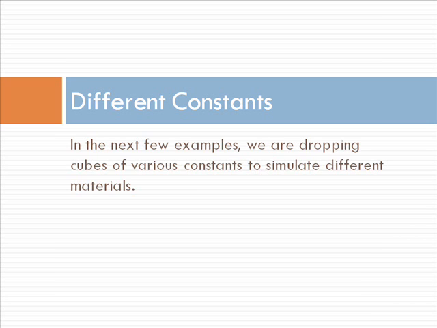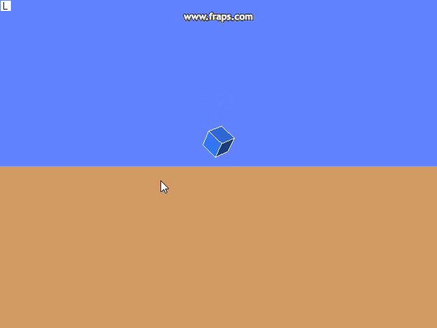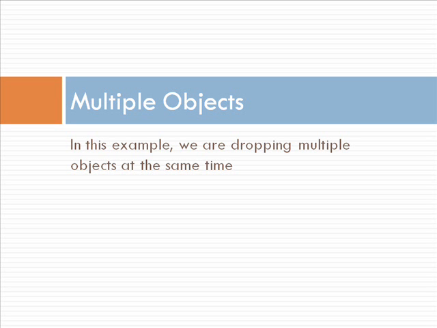In the next few examples, we're dropping cubes of various constants to simulate different materials. In this example, we're dropping multiple objects at the same time.